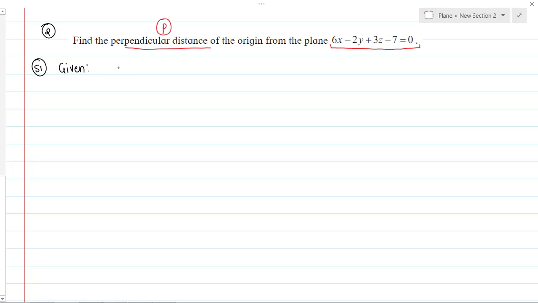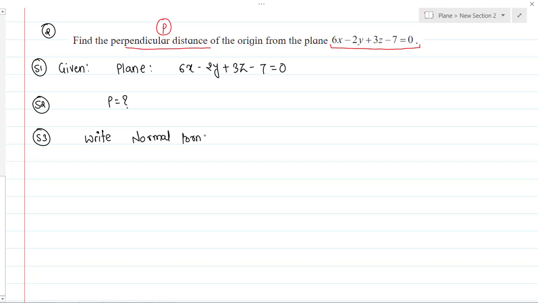So given is what? They have given the equation of a plane in Cartesian form. So it's 6x minus 2y plus 3z minus 7 equals 0. What they have asked is to find the perpendicular distance. So they are asking us the value of p. Okay, so the third step is, write down the normal form of the plane.